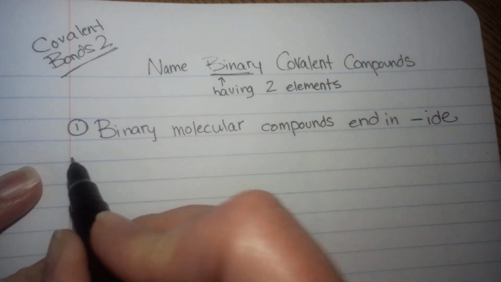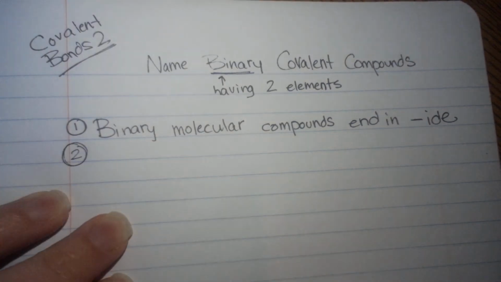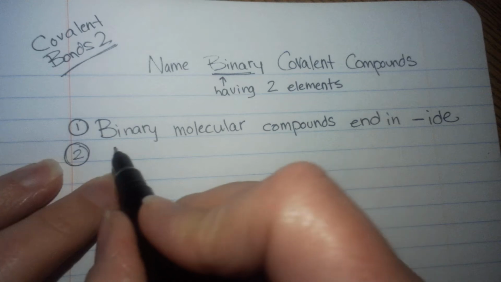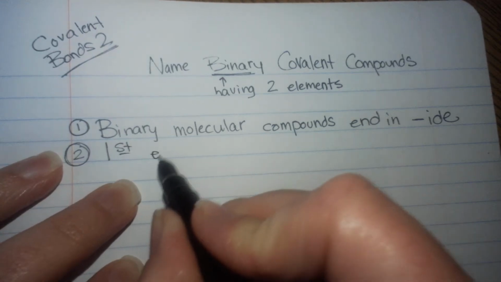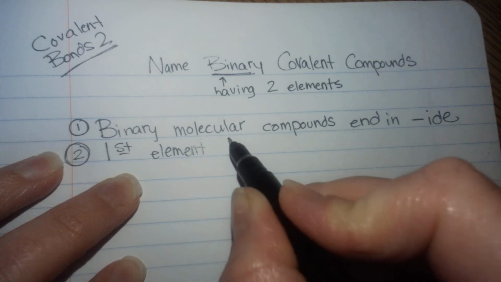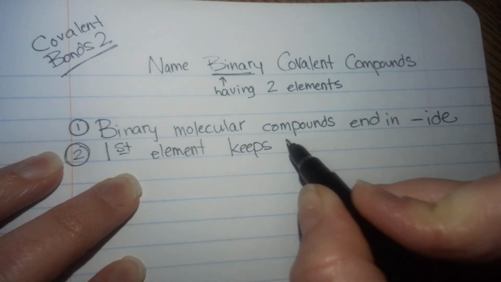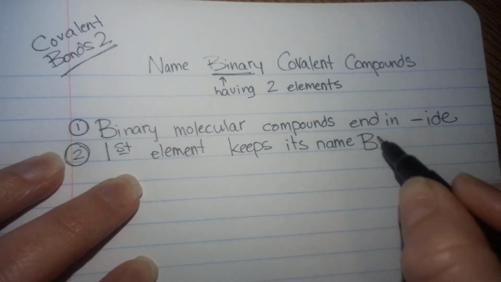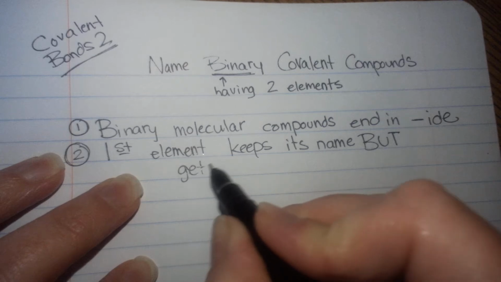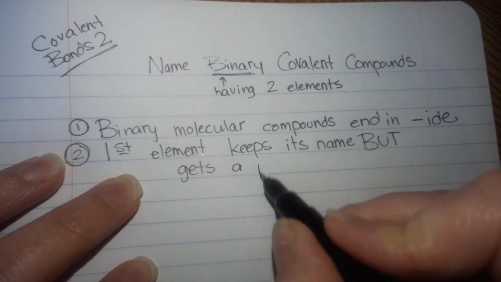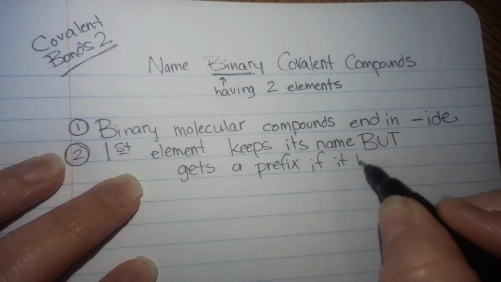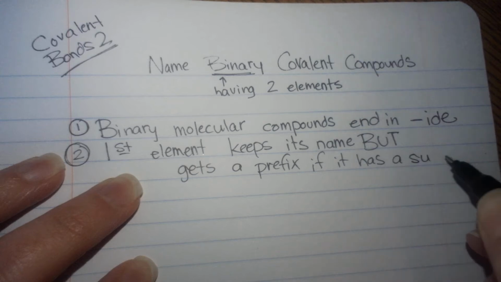So let's look at the second rule. The second rule is the first element keeps its name, but gets a prefix if it has a subscript. So the first element keeps its name, but gets a prefix if it has a subscript.